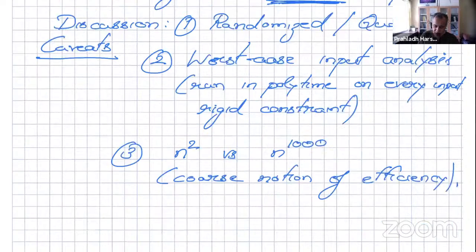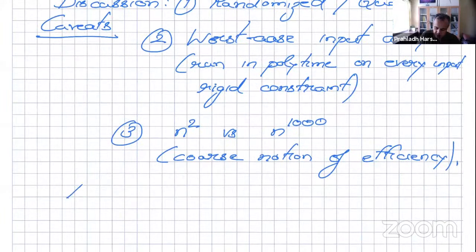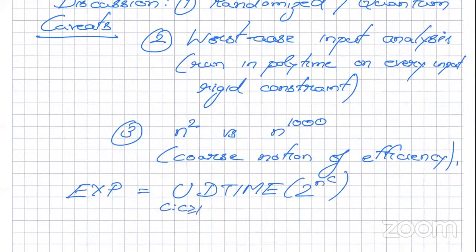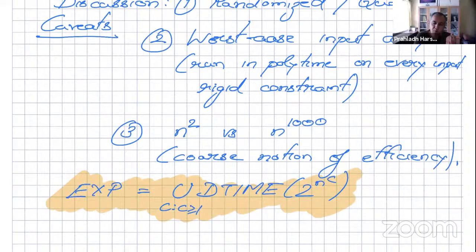So once we have such a P, we can define the other notion, EXP, which is the union of D time 2 to the n to the c. Yes, in D time T of n, what is n? n always refers to the input length.